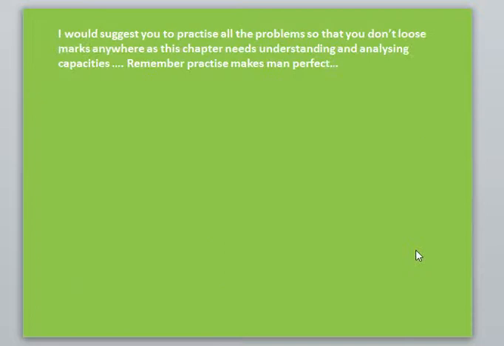Hope you understood. I would suggest you practice all the problems in this chapter so that you don't lose marks anywhere in this chapter, as this chapter needs to be understood and analyzing capacity should be more. Remember, practice makes a man perfect. Thank you.